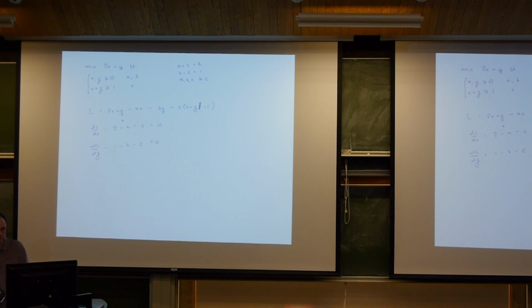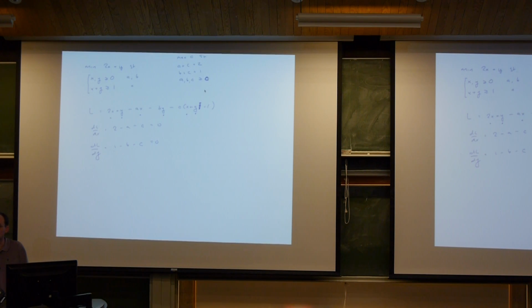And then we substitute these back into the Lagrangian, right? So 2 minus a minus c is 0 means that this term and this term vanish. 1 minus b minus c is 0 means that this term and this term vanish, right? And so the only thing that's left is minus c times minus 1. And so we're going to get max c subject to all of those constraints. And that's going to be the dual. Right? This is 0.